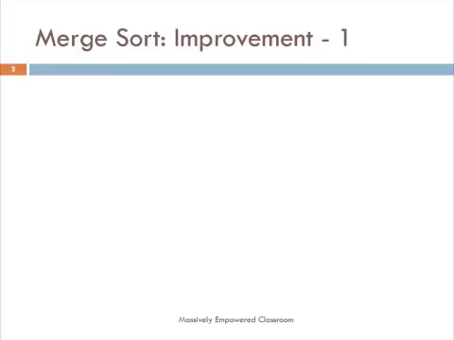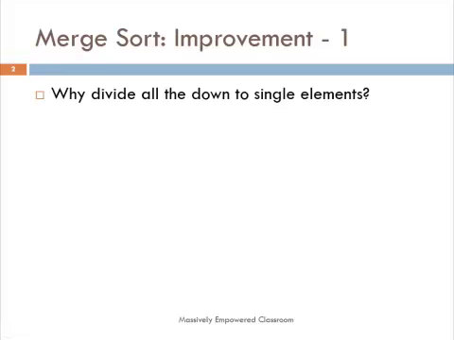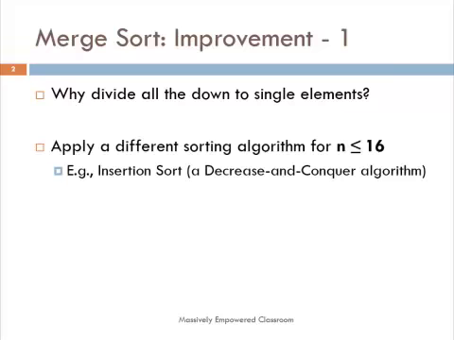Now, the first improvement that we consider is why should we divide the array all the way down to one element? It seems like a lot of wasted effort, especially a lot of wasted recursive calls to the merge sort algorithm. Why not stop at somewhere before that, right?